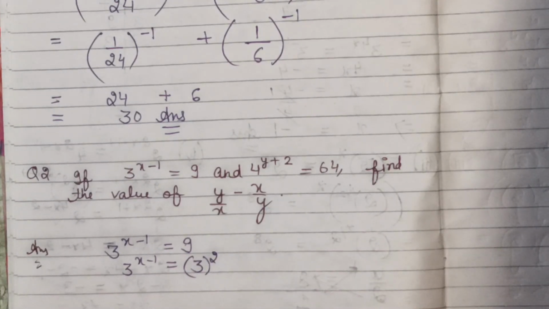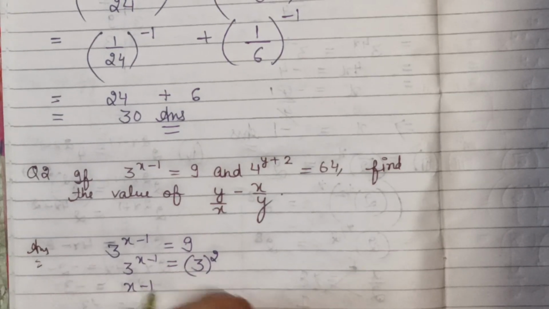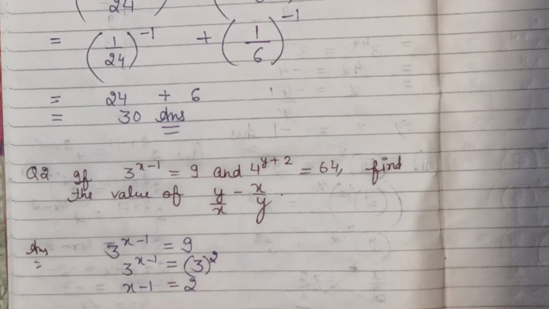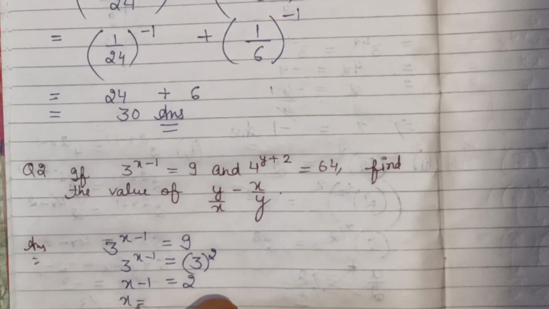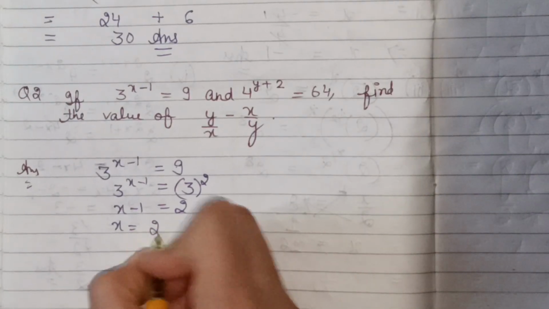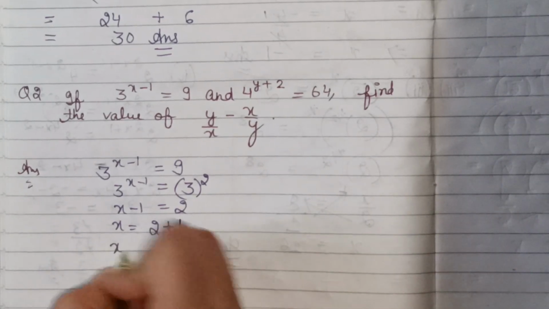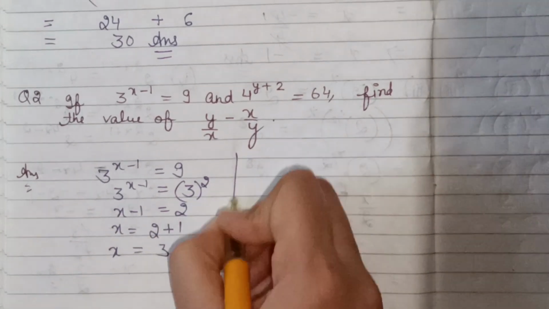Now I compare the exponents. I can write it as x minus 1 is equal to 2. Now x is equal to 2 plus 1. x is equal to 3.